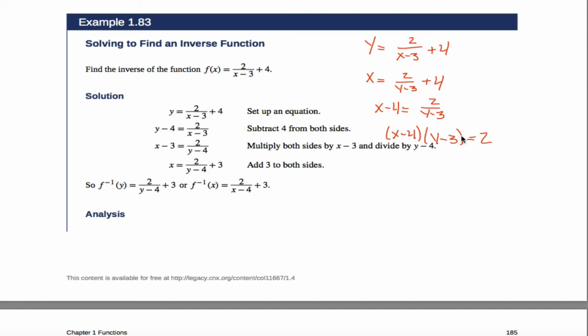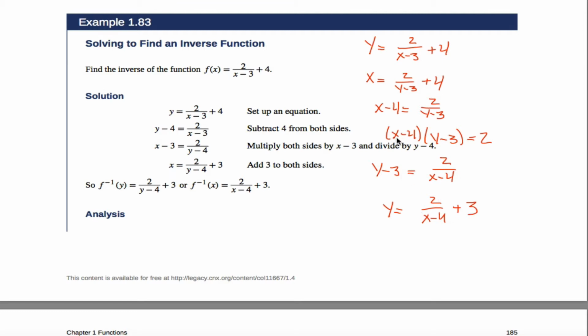At this stage you have a couple of options. You could FOIL this thing out, but actually you won't want to. You could, it'll work perfectly fine. You could FOIL this out here, collect all the terms that have a y in them on one side of the equation, and you'd end up having to factor again later. So to be more straightforward, I just want to solve for y and there's only one of them written right here, so just isolate that y. Divide both sides of the equation by x minus 4. That leaves me with y minus 3 equals 2 over x minus 4. And then add 3 to both sides of the equation. 2 divided by x minus 4 plus 3.